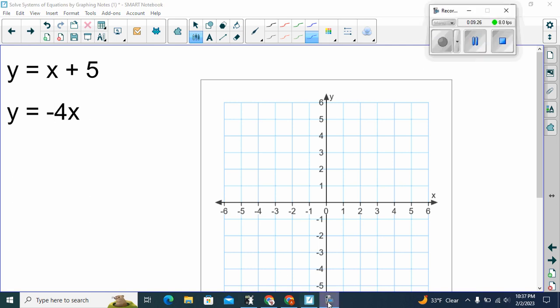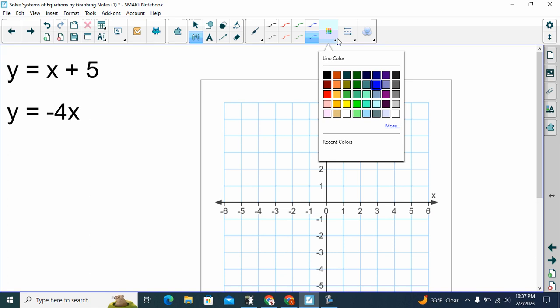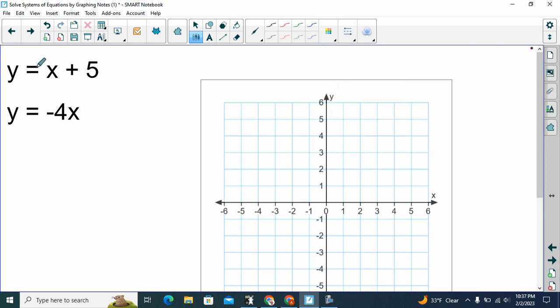Example 2. We're given y equals x plus 5 and y equals -4x. Y equals x plus 5. Y-intercept is 5. Slope is 1. Rise over run.